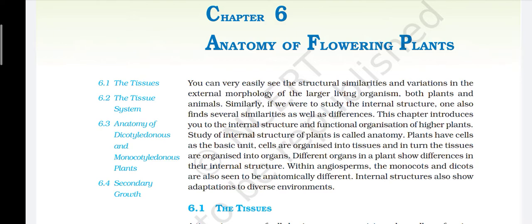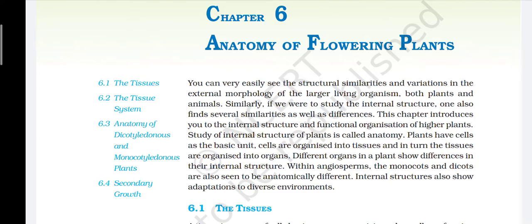You can very easily see the structural similarities and variation in the external morphology of the larger living organisms, both plants and animals. Similarly, if we were to study the internal structure, one also finds several similarities as well as differences. This chapter introduces you to the internal structure and functional organization of higher plants.